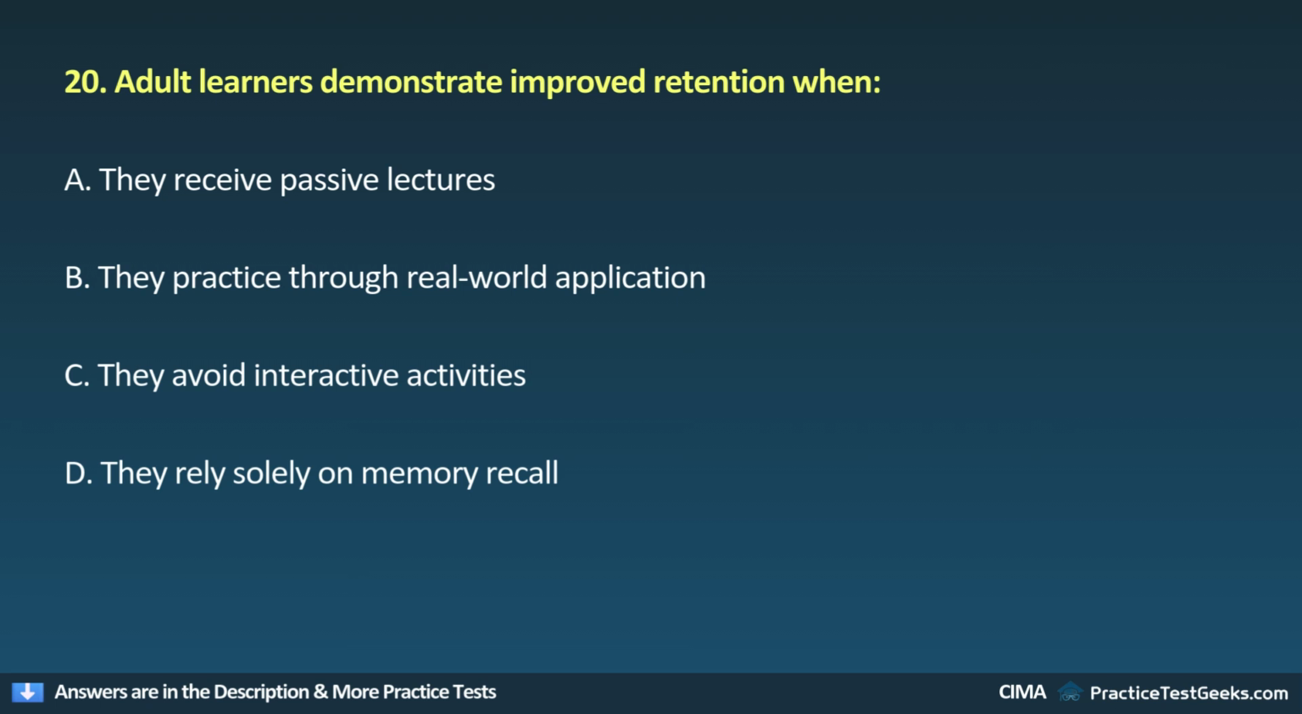20. Adult learners demonstrate improved retention when A. They receive passive lectures. B. They practice through real-world application. C. They avoid interactive activities. D. They rely solely on memory recall.